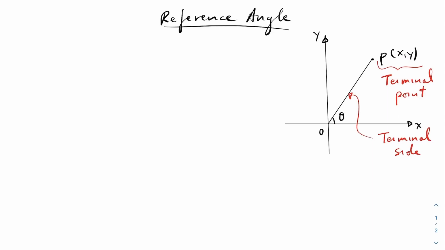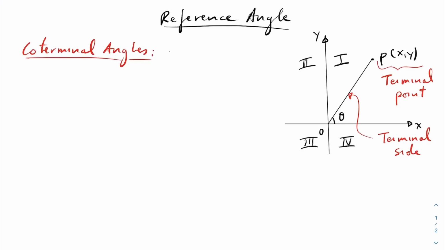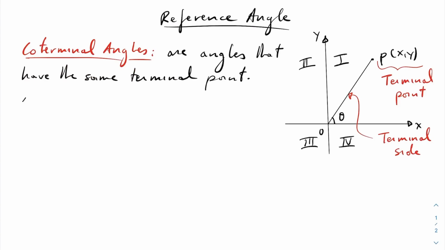The point P here could be sitting on any of the quadrants of the XY plane. In this particular instance, it's sitting on the first quadrant, but it could also be sitting here on the second quadrant, third quadrant, or even the fourth quadrant. And so, with that, the first thing I want to talk about now are coterminal angles. Simply put, coterminal angles are angles that have the same terminal point. And so, in a way, adding or subtracting a full revolution to any angle would result in a coterminal angle.